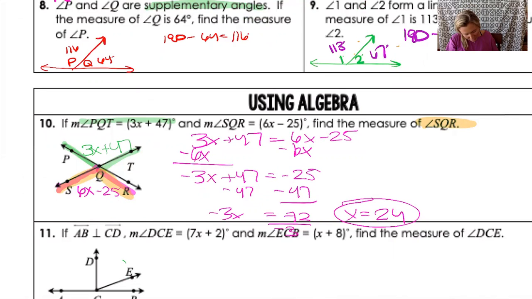Okay, so we have 6 times 24 minus 25. Bingo, there we go. Did you get it? Those of you who sent me the answer, super close, but what you sent me is not actually the answer. You got X, you did all the hard work, make sure you plug it back in, okay?